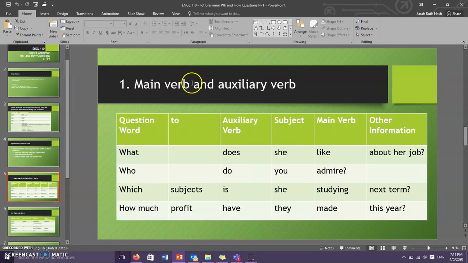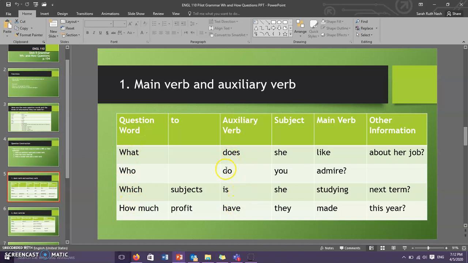First one, main verb and auxiliary verb. So you can see here we have the WH word first, and here, how much, that goes together. That goes together. And then we can have another word here, and then the auxiliary verb. So: question word, auxiliary verb.